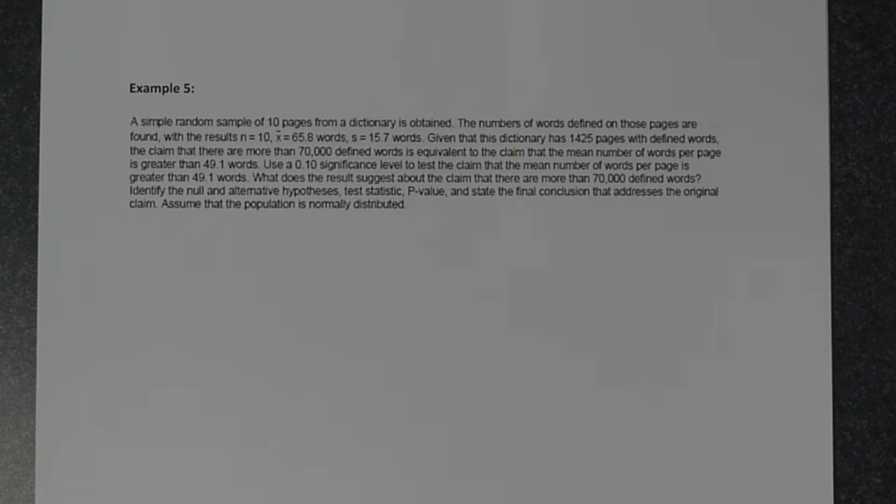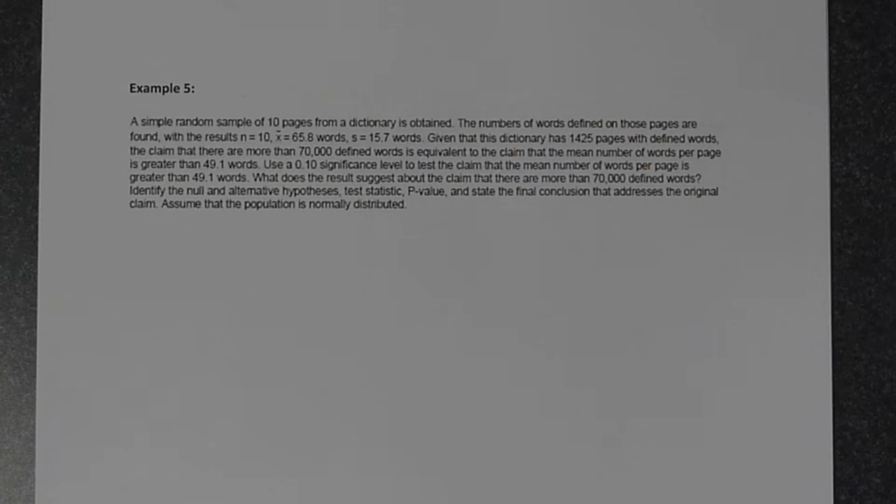Given that this dictionary has 1,425 pages with defined words, the claim that there are more than 70,000 defined words is equivalent to the claim that the mean number of words per page is greater than 49.1 words. Use a 0.10 significance level to test a claim that the mean number of words per page is greater than 49.1 words. What does the result suggest about the claim that there are more than 70,000 defined words? Here you're to identify the null and alternative hypothesis, test statistic, p-value, and state the final conclusion that addresses the original claim. Assume that the population is normally distributed.